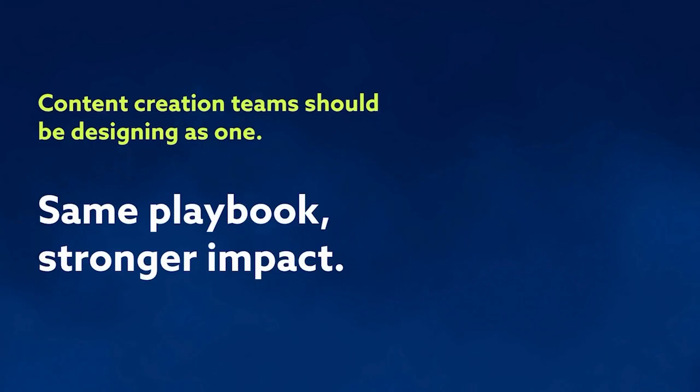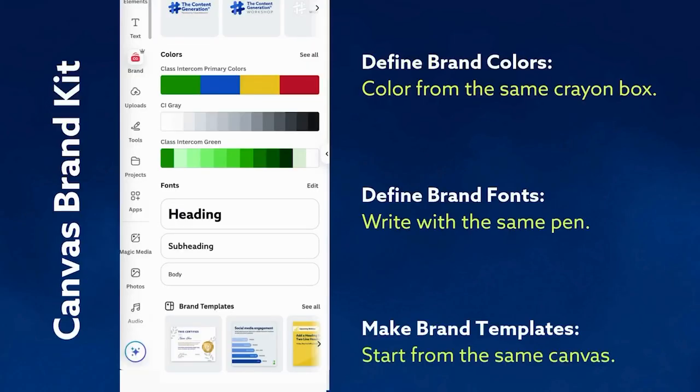Canva makes this process really simple and allows you to organize all of your core brand elements so your designs can stay consistent. They call it their Canva brand kit. And here are just a few but important things that you can do with this brand kit. The first is setting your brand colors. I like to think of this as everyone is coloring from the same crayon box. You can also choose your brand font so everyone's writing with the same pen. And you can easily create branded templates so your team can start with pre-approved designs instead of building from scratch every single time.